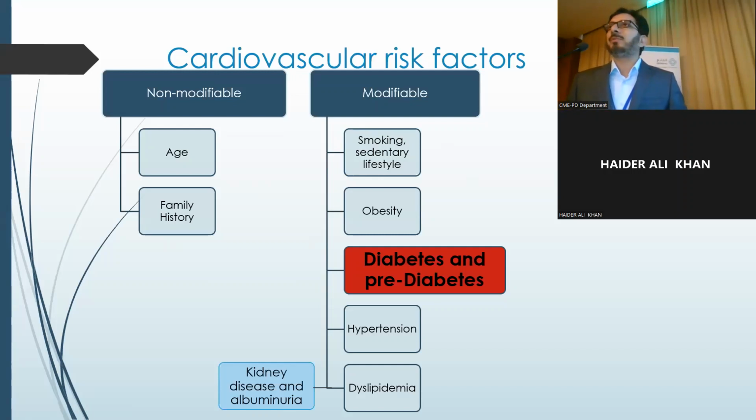And mentioned here is pre-diabetes, as very eloquently mentioned by Dr. Saghir before, that you can have microvascular and macrovascular complications in pre-diabetic patients. So this is the right time to intervene to manage these patients and reduce their cardiovascular risk for the future. And of course, hypertension, dyslipidemia, kidney disease, and albuminuria.